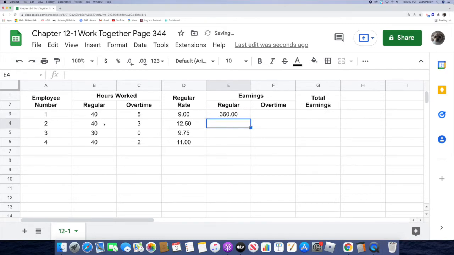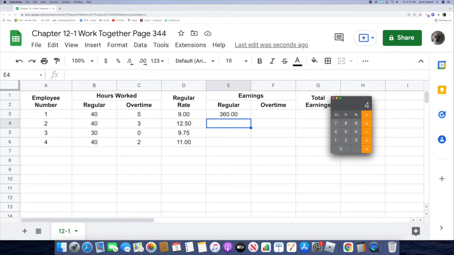Employee number 2 worked 40 regular hours, and they had a regular rate of $12.50 per hour. So if we take the 40 regular hours worked for employee number 2 and multiply them times the regular rate of $12.50 per hour, that will give us $500, which are the regular earnings for employee number 2.